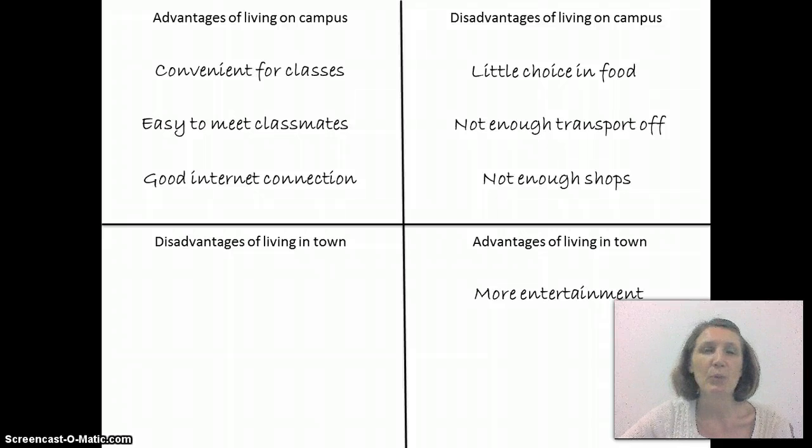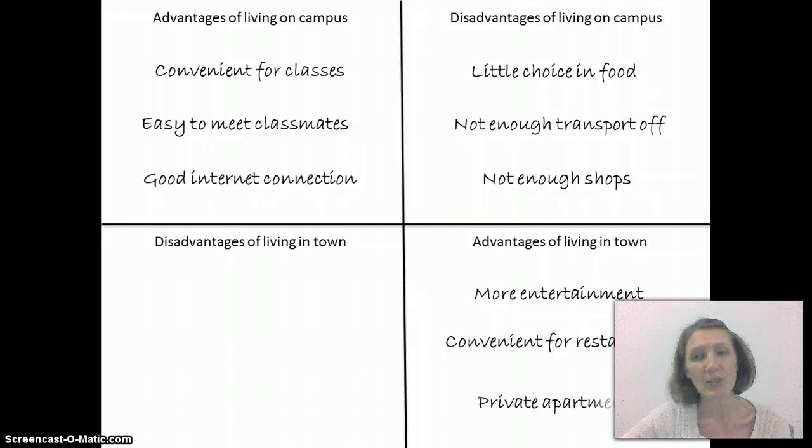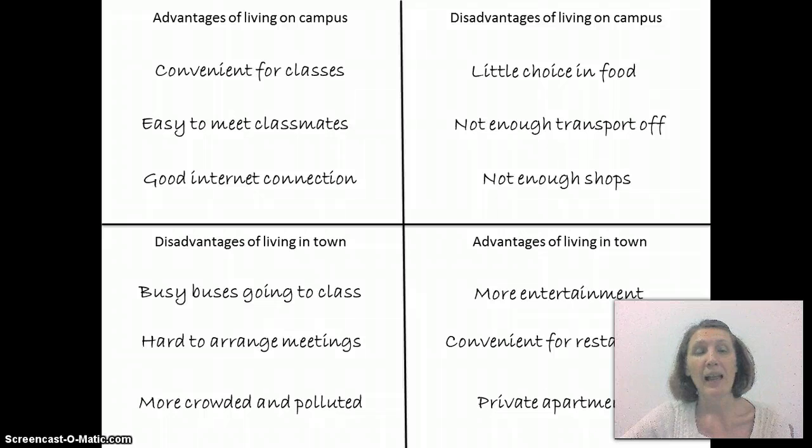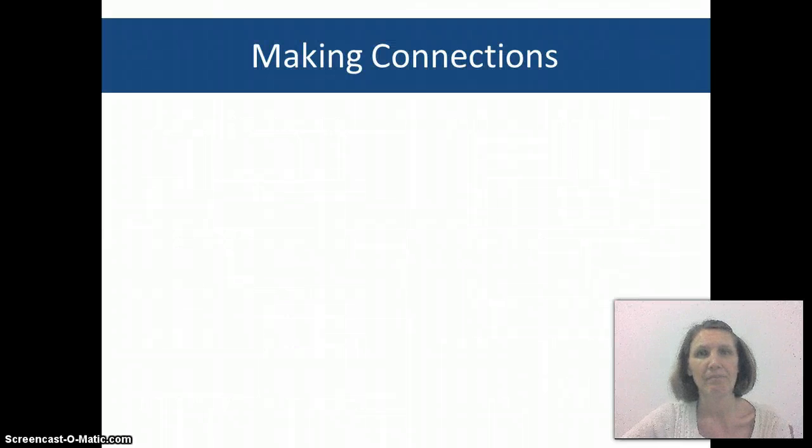So in town, there's more entertainment, there's more shopping, there's more food, lots of restaurants, and you can have your own private apartment if you have enough money. You don't have to share rooms. But it's busy, the buses are always really crowded whenever you want to come to class. And it's hard to arrange meetings with your classmates. And of course, it's more crowded and polluted. Not to mention expensive as well.